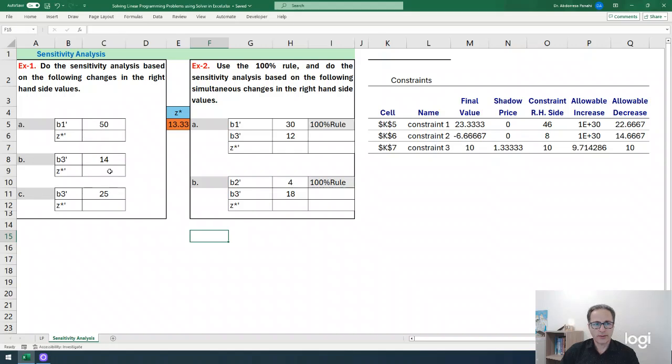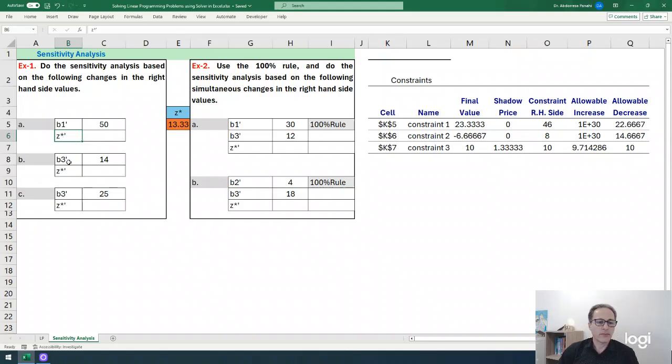What are these questions? We have the original problem. The right-hand sides for that problem are 46, 8, 10. And we want to change, for example, in part A, b1, the first right-hand side, 46, changed to b1 prime, 50. It increased by 4 units. What will happen to Z star prime? Z star is given here. The original problem had optimum value 13.33. What's going to happen to the optimum value of the new problem by this change?